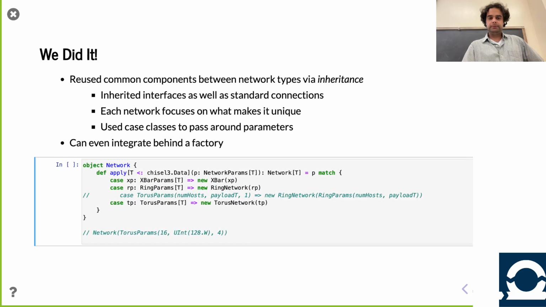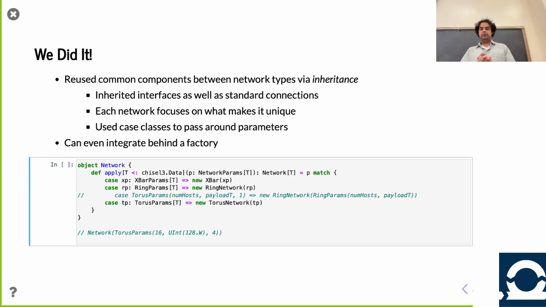Cool. So we did it. We built a pretty cool system. We can put this behind a factory method, so we can say, hey, give me a network. Someone gives the right kind of parameters in there, and we get the right instance returned back to us. Notice how, in this case, we have a ring network of ring parameters.